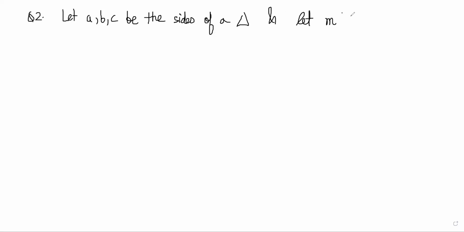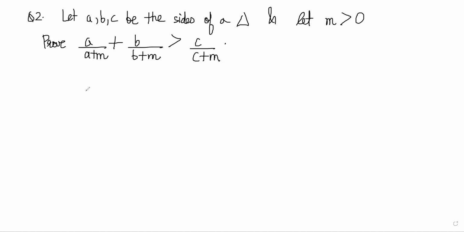In this question, we have let A, B, C be the sides of a triangle, and let m be greater than 0. Prove that a by a plus m plus b by b plus m is greater than c by c plus m. We have to show that this quantity is true.